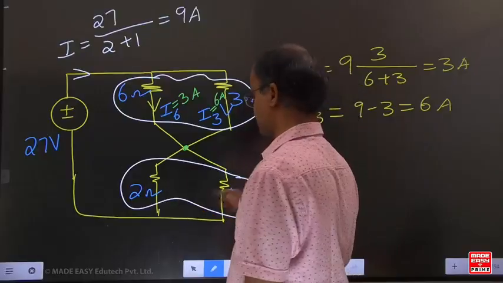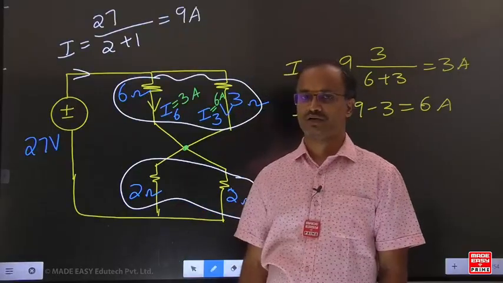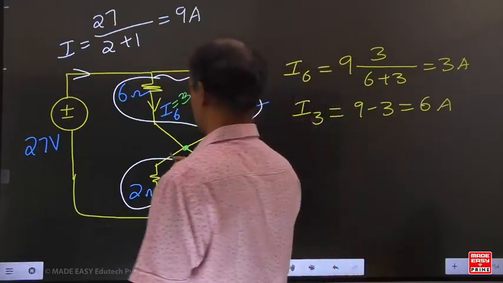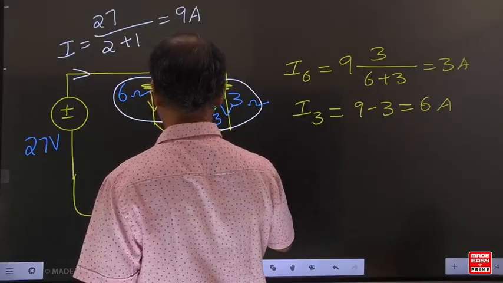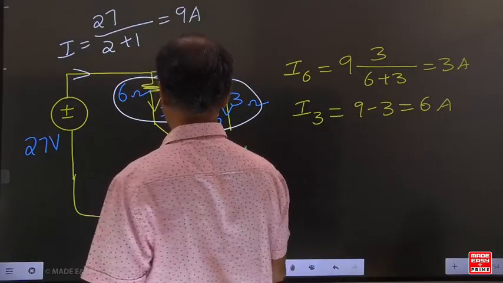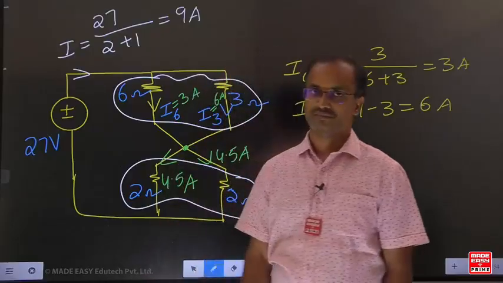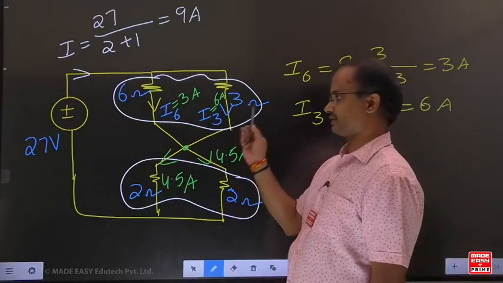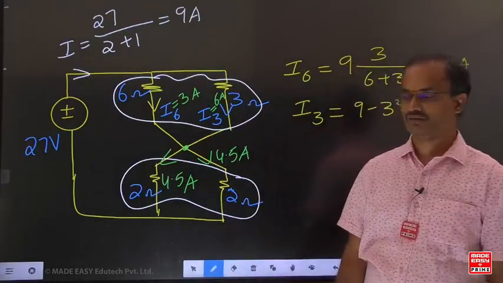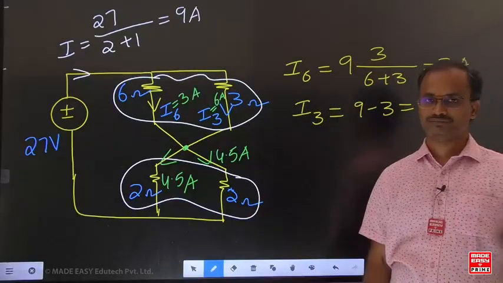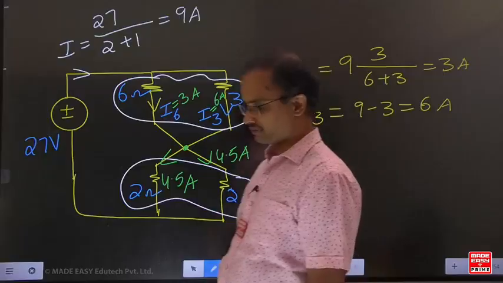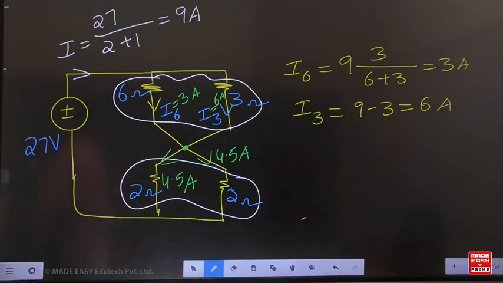How is the 9 ampere distributed in the two branches? Then what is the current of each branch? 4.5. What is the total current? How much here? 3 plus 6, 9. The 9 amperes is equally distributed in the two branches, so the current of each branch is 4.5 and 4.5. Can you get these currents?